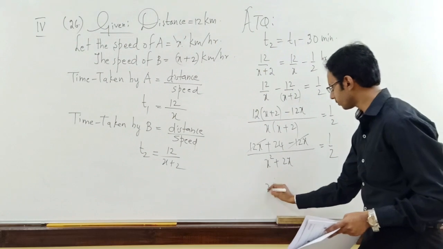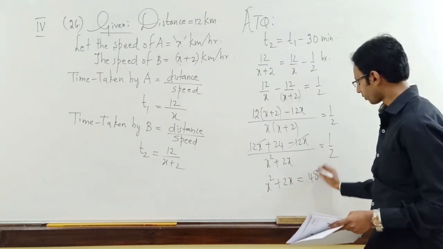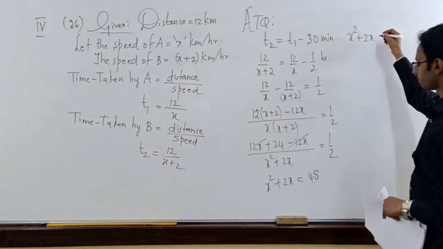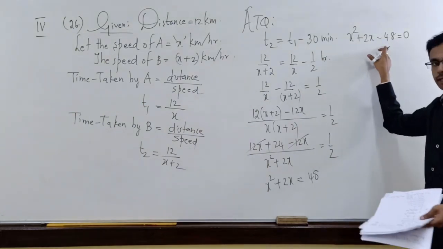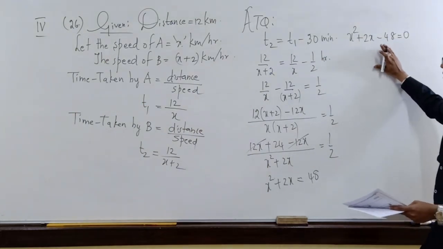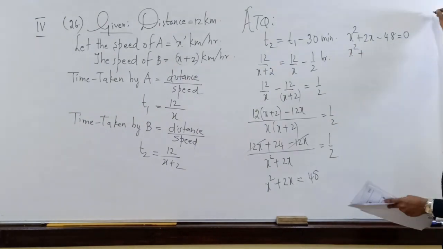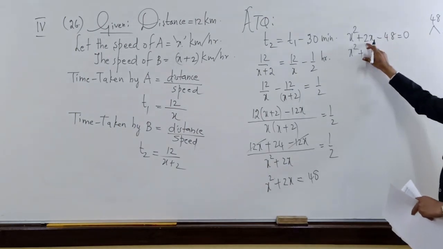If you cross multiply now, you get x square plus 2x, and 24 into 2 will be 48. Bringing it into the standard form of a quadratic equation, you get x square plus 2x minus 48 equal to 0. From here, the choice is yours. Either you can do it by factorization method or by formula method. Factorization should be very easy because 48 is a small number. Tell the factors of 48 such that if I subtract, I should get 2.